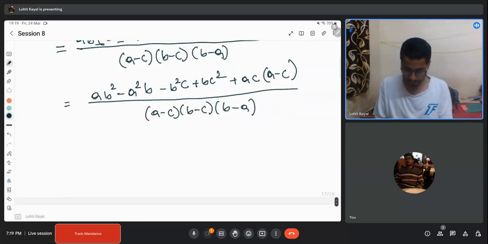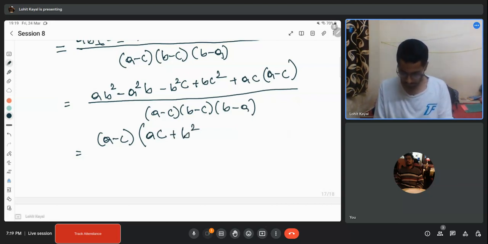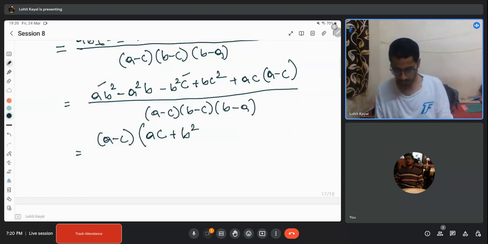So let me take A minus C as a common factor. It will be AC. So the first term is B square, plus B square A, and it is giving me automatically minus B square C. So this term is obtained. If I take just plus B square, it is giving me AB square minus B square C.